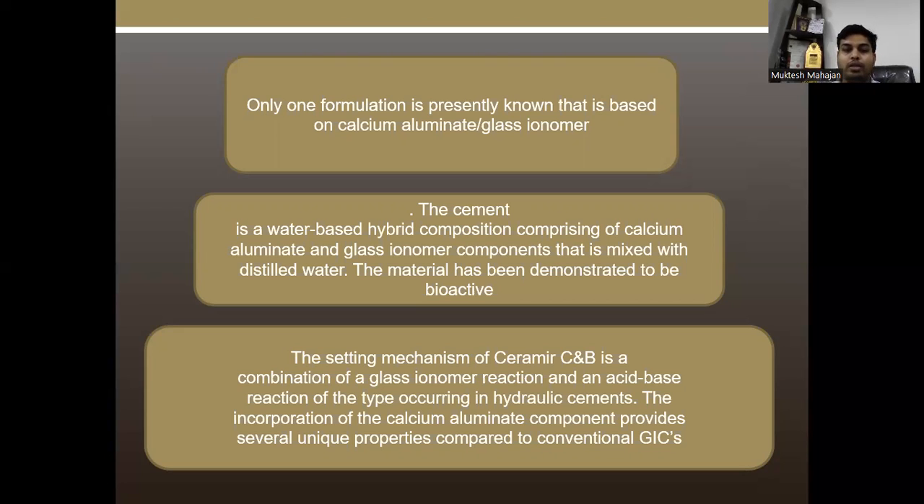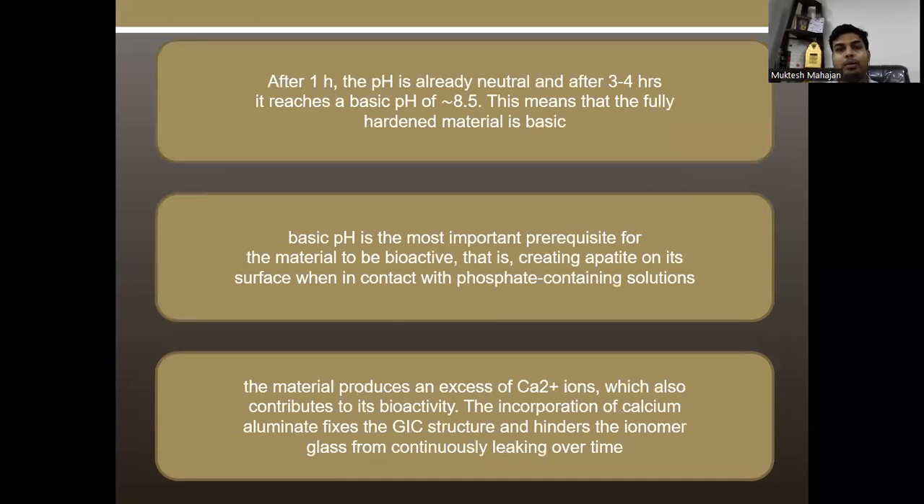The incorporation of the calcium aluminate component provides several unique properties compared to conventional GICs. After 1 hour, the pH is already neutral, and after 3 to 4 hours, it reaches a basic pH of 8.5. This means that the fully hardened material is basic. The basic pH is the most important prerequisite for the material to be bioactive, that is, creating apatite on the surface when in contact with a phosphate-containing solution. The material produces an excess of calcium ions, which also contributes to bioactivity.